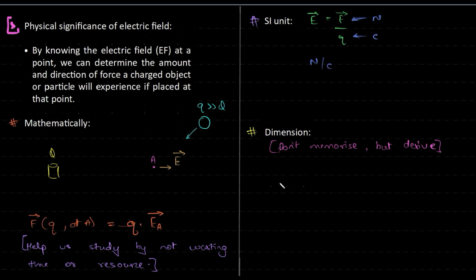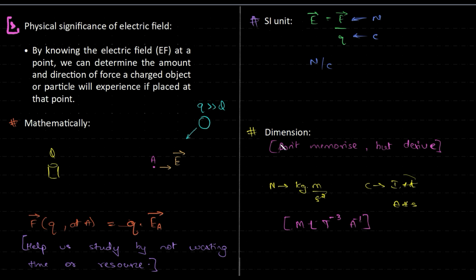Dimension. So the dimension will be: Newton is kg meter per second square. Charge is current into time, right? So this is ampere into second. We have that in the denominator, and the force is in the numerator. So this would be, okay, let me write it over here. Mass, length, time to the power of -3 and ampere to the power of -1.